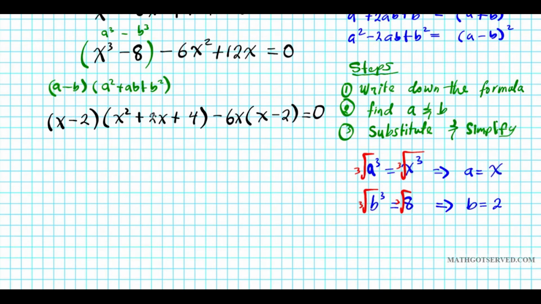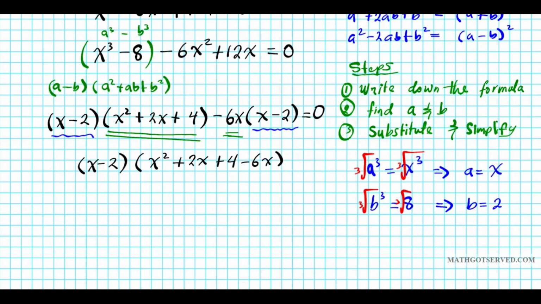Now what do you notice about the two sides of this expression right here? You notice that they have a common factor, namely x minus 2. X minus 2 is common. So what do we do with x minus 2? Since they're common, we factor it out, right? So we have x minus 2, and then we're left with this quantity right here, x squared plus 2x plus 4 and negative 6x. We group those two together in their own parentheses. So we have x squared plus 2x plus 4 minus 6x equals 0.